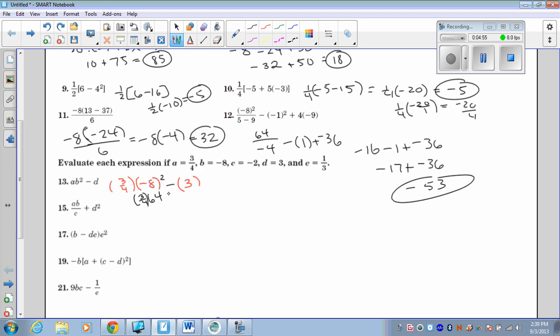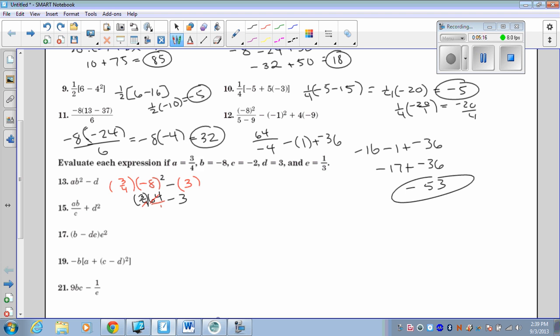So we got 3/4 times 64 minus 3. Again, it might help you to think of the 64 as 64 over 1. So when you multiply, you can do 3 times 64, then divide by 4. Or what I think is easier is simplify this a little bit.